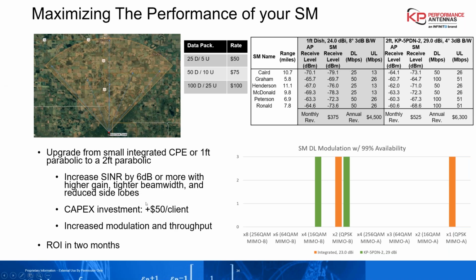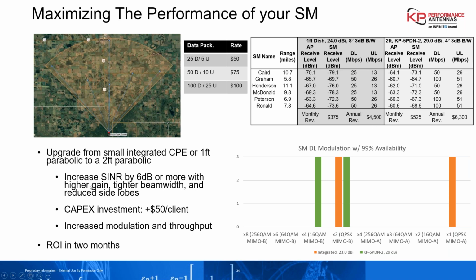So here, what we're showing is that we're upgrading from a small integrated CPE all the way up to a 1-foot dish and a 2-foot dish. So here's the 1-foot dish. And we have whatever decent signal strength, and we're at lowish 25 or 50 megabits per second packages, and our revenue here is about 4,500.